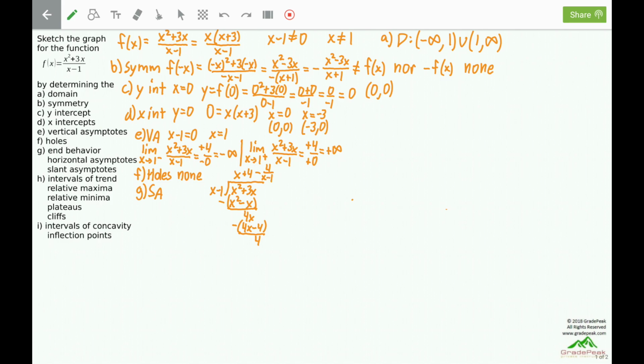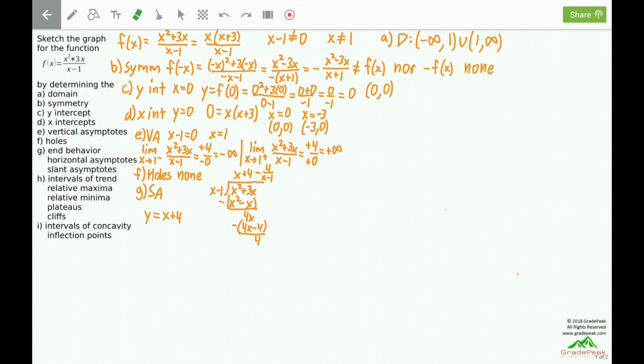The slant asymptote is the linear function that remains after ignoring the denominator. The denominator goes to 0 as x approaches positive or negative infinity. So the linear function is x plus 4. That will be our slant asymptote. It will be y equals x plus 4.